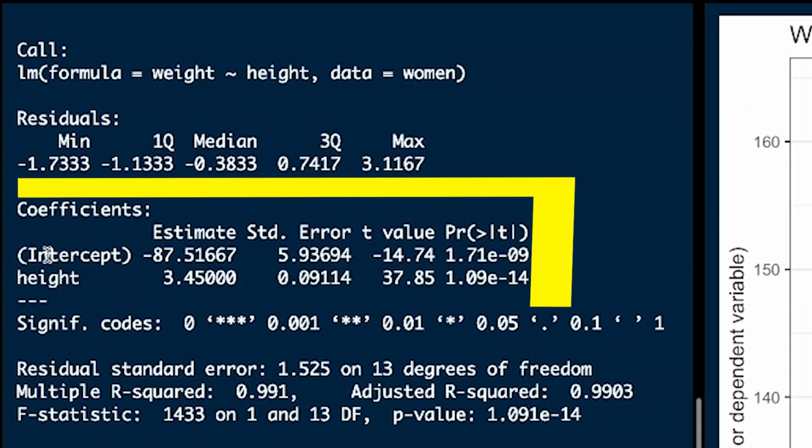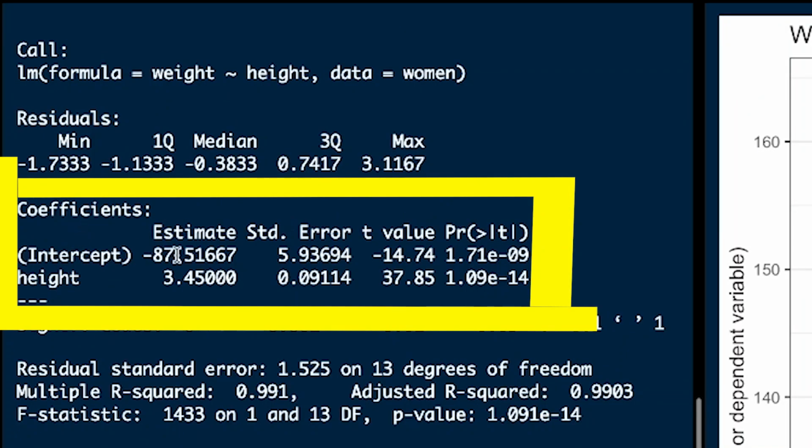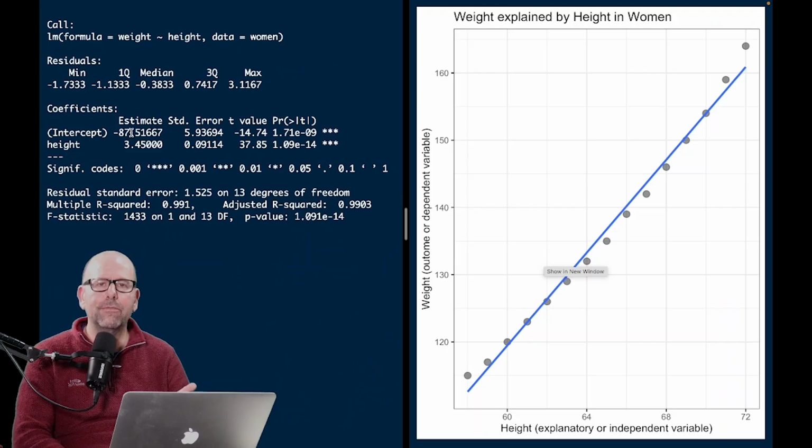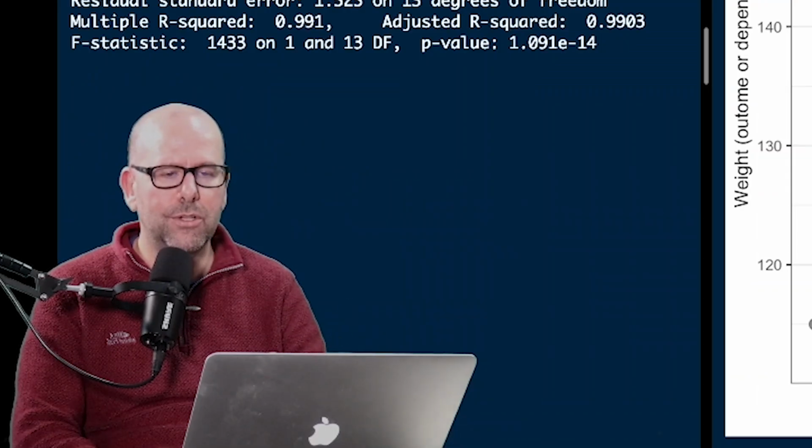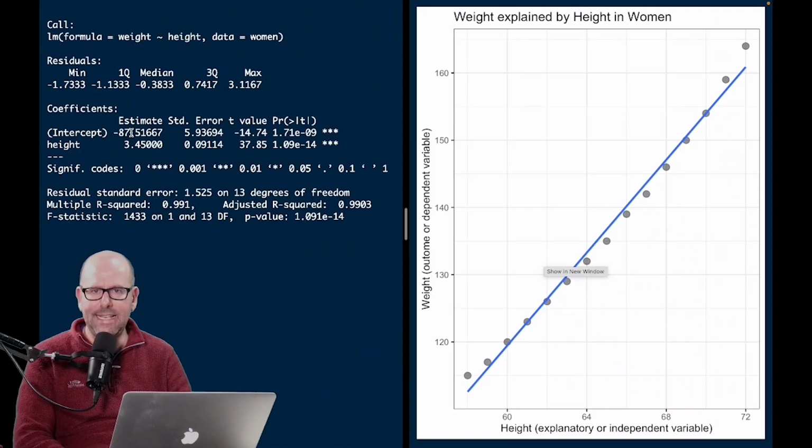Next are our coefficients. The top is our y-intercept. The y-intercept is very often meaningless because it is the point at which the line will cross the y-axis, and that is when x is equal to 0. Well, there's no such thing as a zero height woman, and so what is the weight of a woman whose height is 0? It's a meaningless thing, but it's in the model, so we ignore that in this particular model.